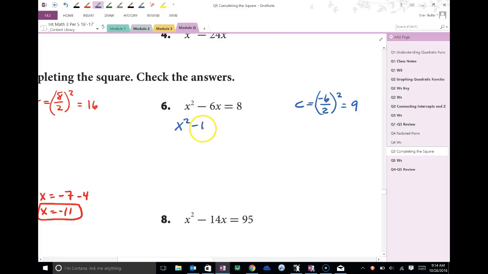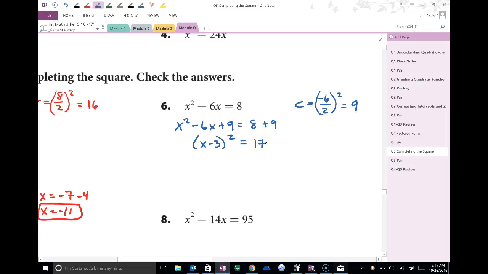We're going to add 9 to both sides, right? Now my left-hand side becomes a perfect factor. So let's factor the left-hand side. What two numbers multiply to 9 and add to negative 6? 3. Close. So x minus 3. On the right-hand side I have 8 plus 9, 17.